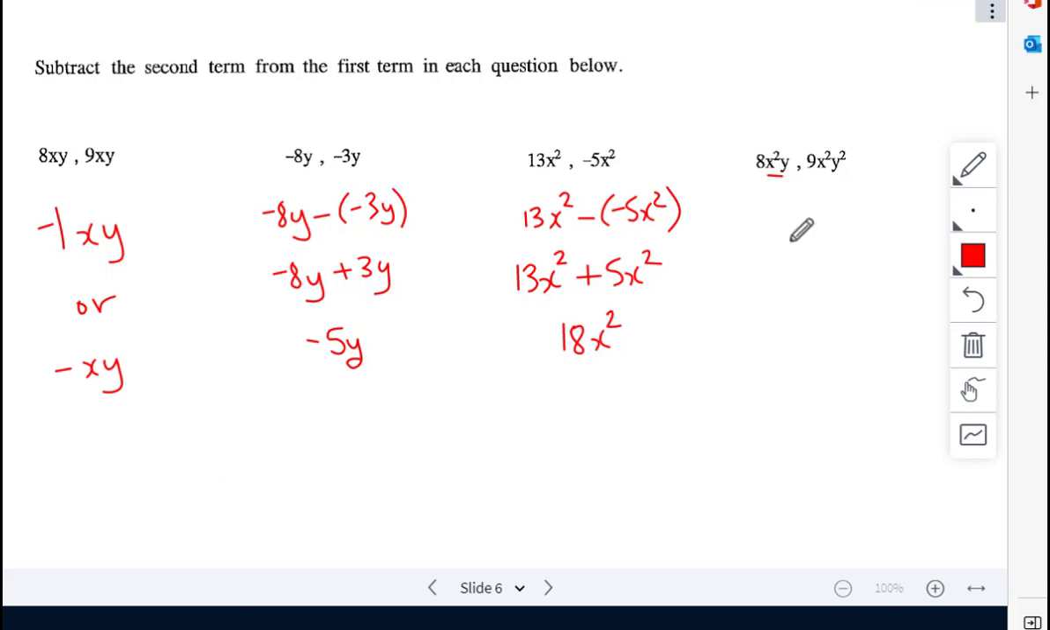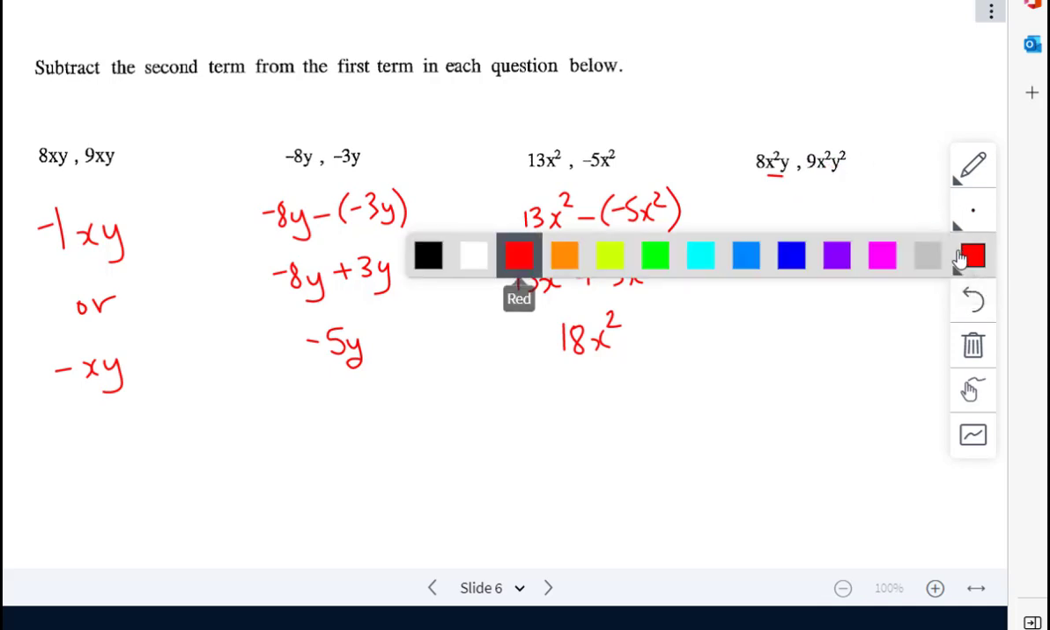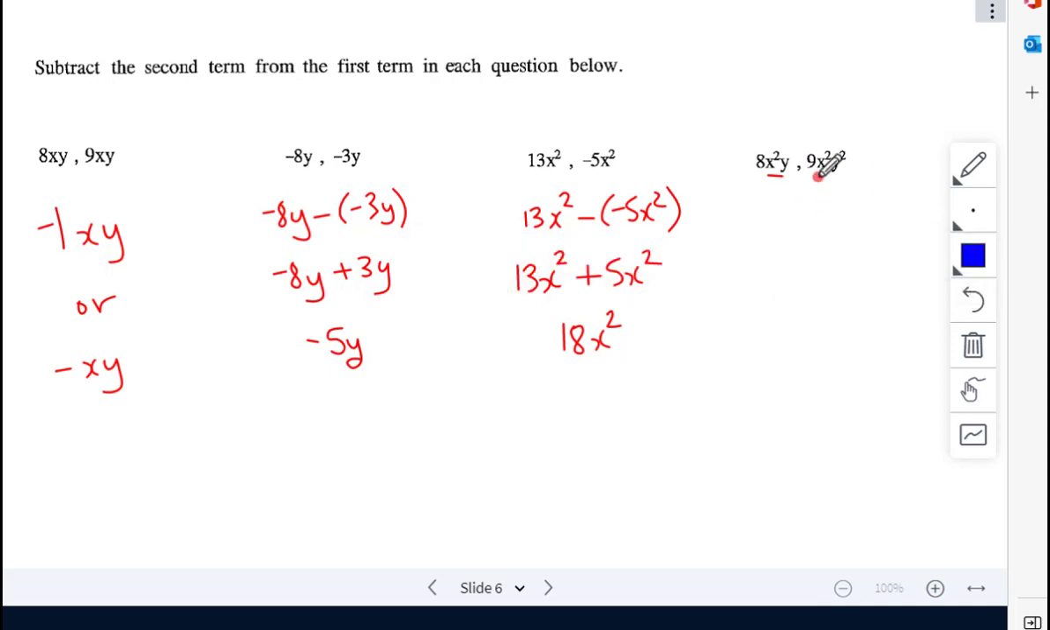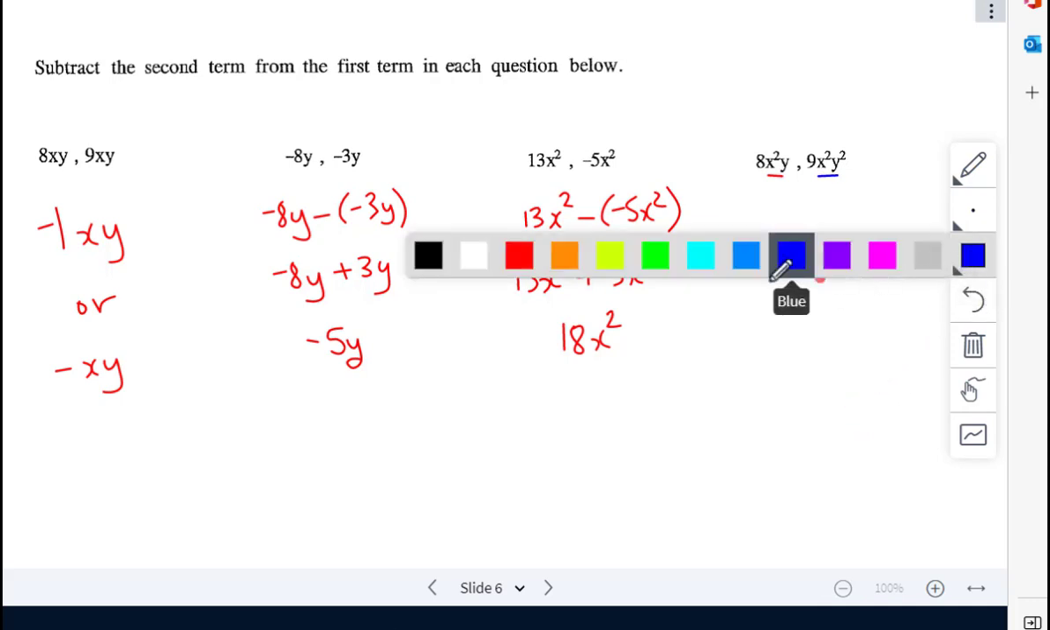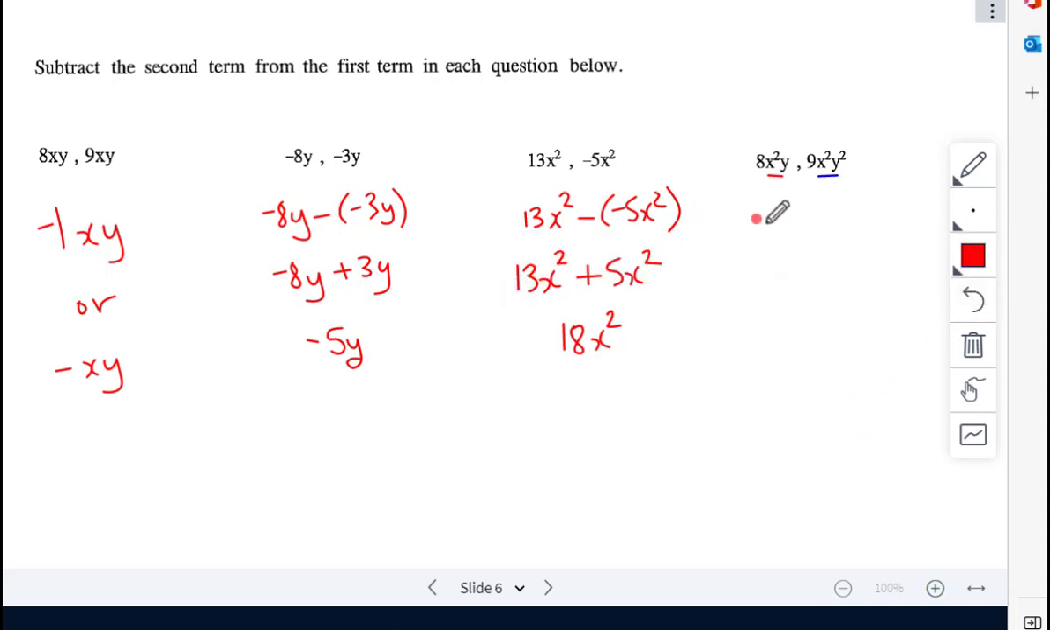All right, for the last example here, we have x squared y and then x squared y squared. So those are different literal coefficients. All right, so always pay attention before you start collecting like terms. So since we can't do anything here, we would just rewrite this out as 8x squared y minus 9x squared y squared. All right, and we can't simplify further.